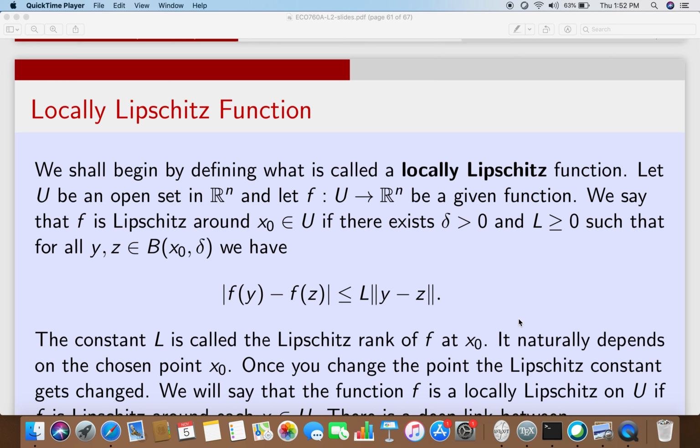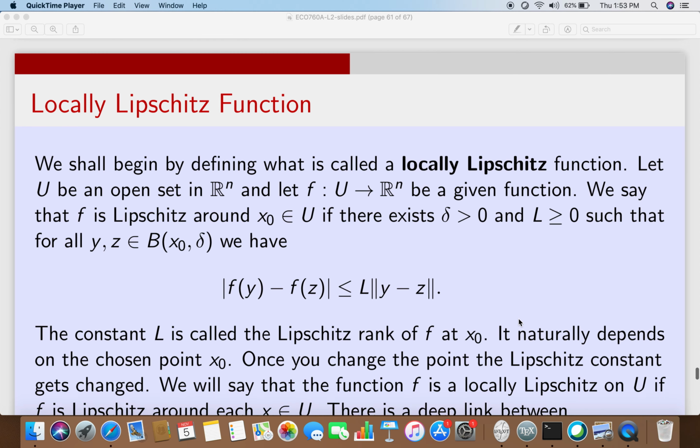We say that f is Lipschitz at x naught, a point in U, if there exists a delta greater than 0 and an L greater than or equal to 0, such that for any y, z in an open ball centered at x naught and of radius delta, the absolute value of f(y) minus f(z) is always less than or equal to L times the norm of y minus z. That's the distance between y and z. So this constant L is called the Lipschitz constant of f at x naught. Now it naturally depends on the chosen point x naught. If L does not depend on the chosen point x naught, and for every x naught this L remains the same, we say f is globally Lipschitz over the whole of U.